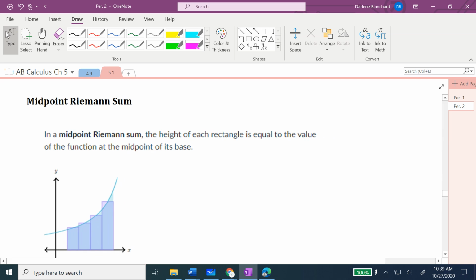And all you need to understand about a midpoint Riemann sum is they're still going to tell you subintervals. So you've got your subintervals. But when they say midpoint Riemann sum, you are expected to know that they mean the midpoint of each x subinterval. So the midpoint along the x-axis, those are the x's that are plugged into the function and determine the height of the rectangle for that subinterval.